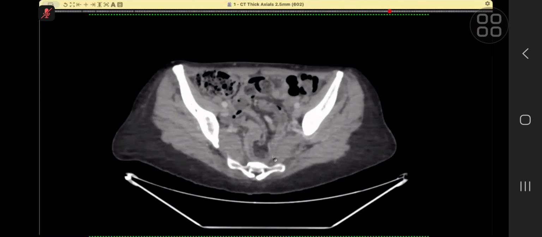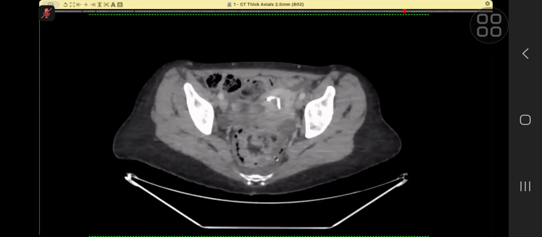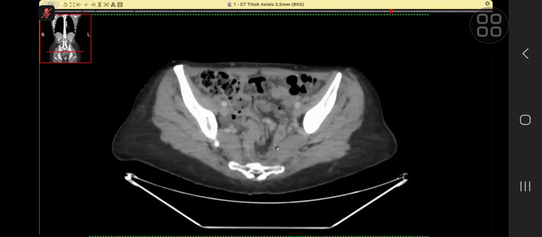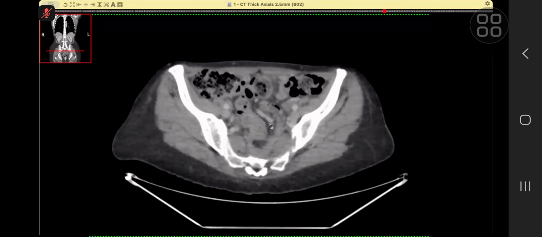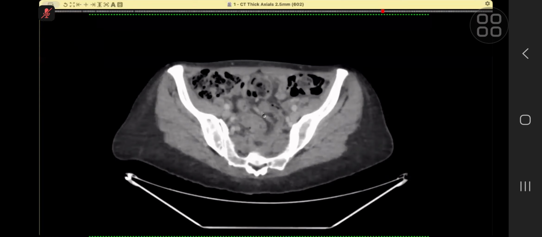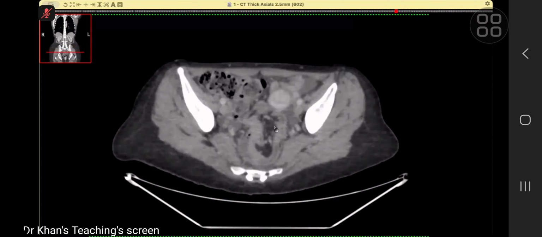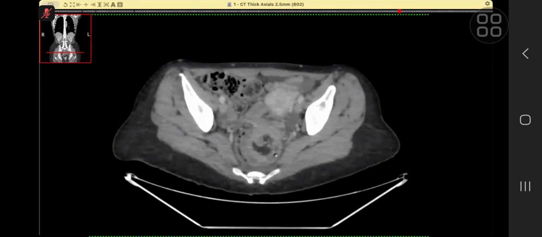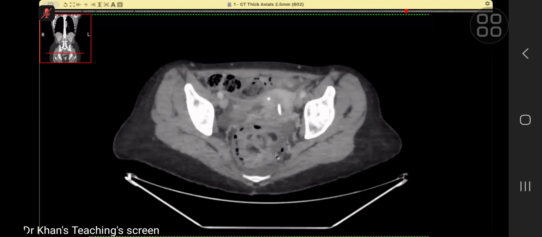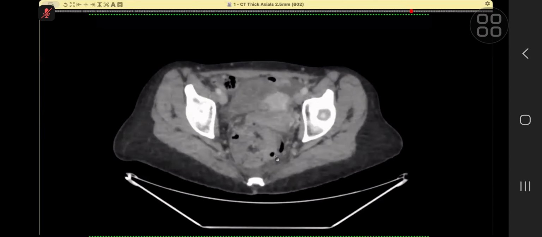You can see this fat. Actually, fat becomes your friend, and that highlights that something is happening. You can see this loop. Look at this. This is sigmoid mesentery and the vessel. And this vessel actually goes into the intussusception, and this is one of the loops of the sigmoid. And here you can see this fat actually is a good pointer.